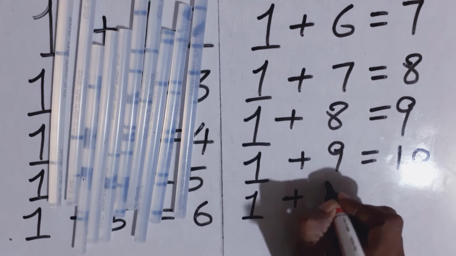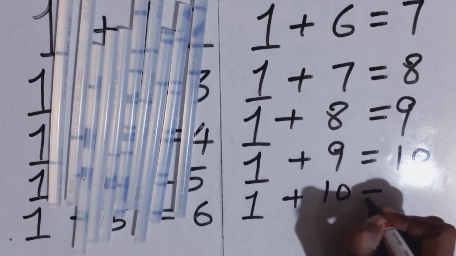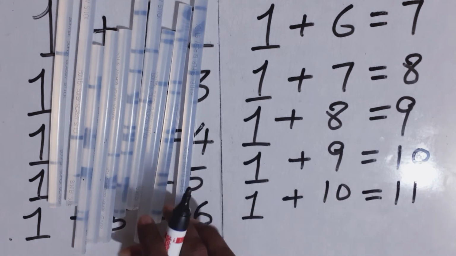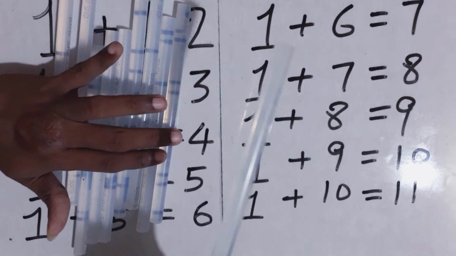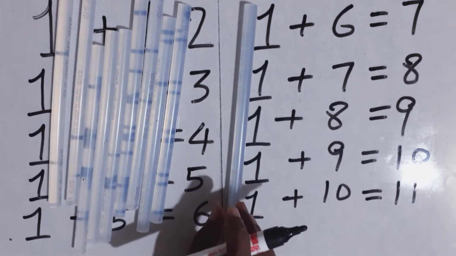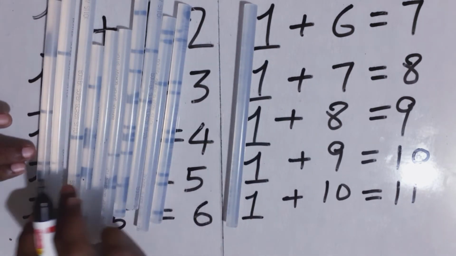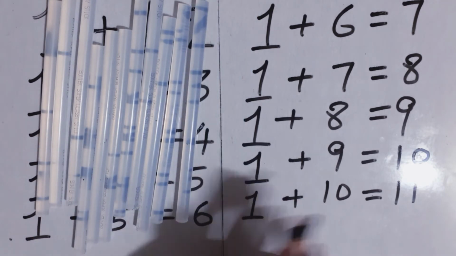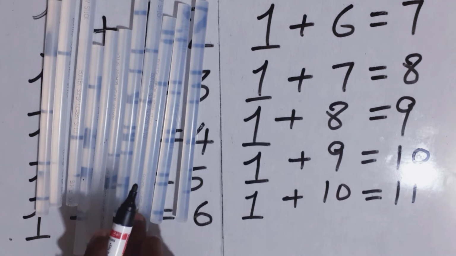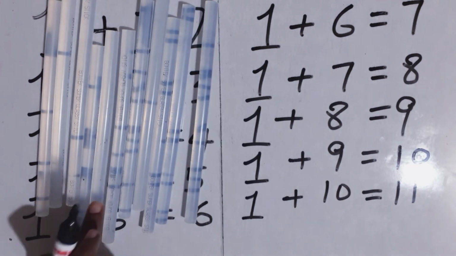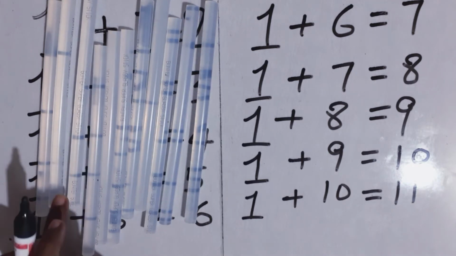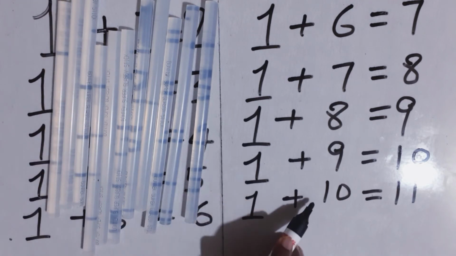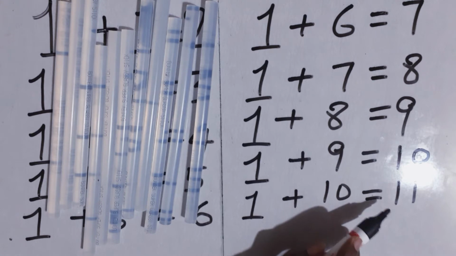1 plus 10 is equal to 11. See, this is the one stick and these are 10 sticks. Now we count here 1 plus 10, 1, 2, 3, 4, 5, 6, 7, 8, 9, 10, 11. 1 plus 10 is equal to 11.